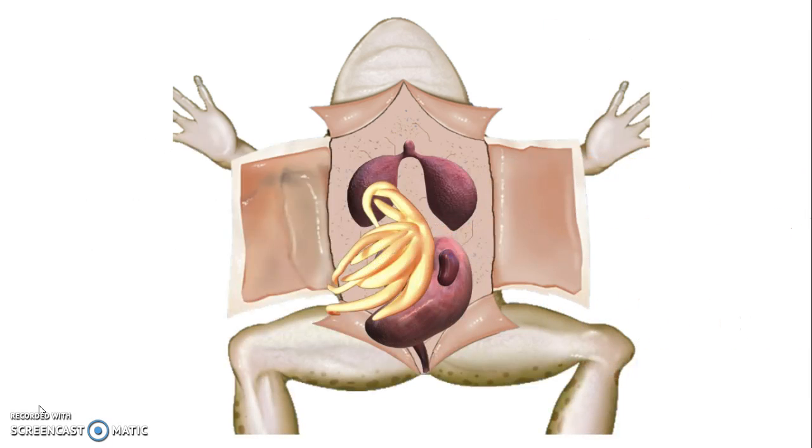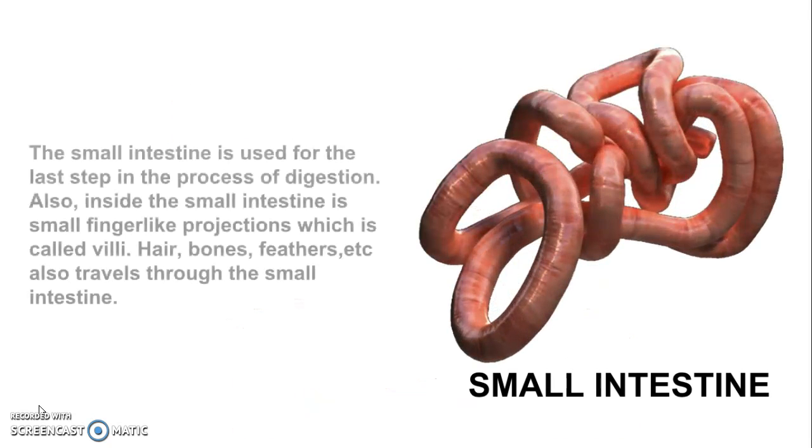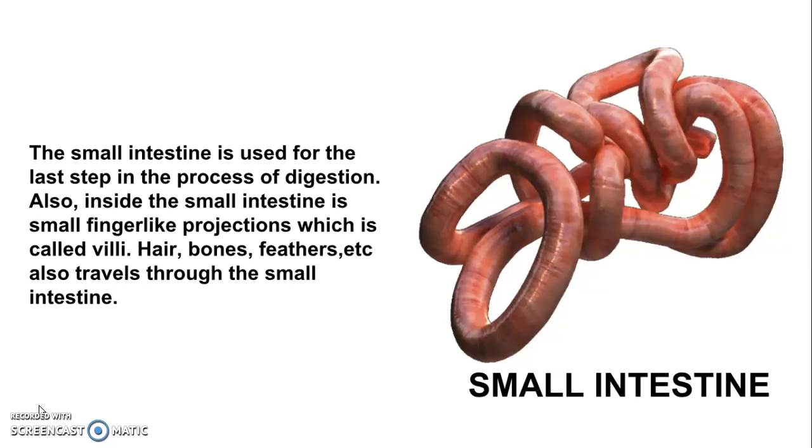So now we take out the small intestines. So here's the frog's small intestines. The small intestine is used for the last step in the process of digestion. Also inside the small intestine are small finger-like projections, which are called villi. Hair, bones, feathers, etc. also travel through the small intestine.